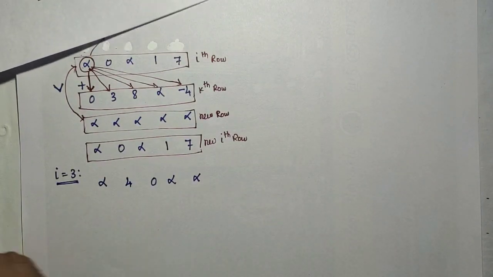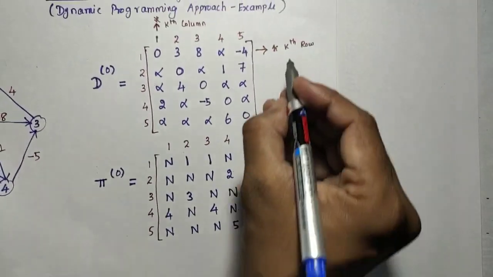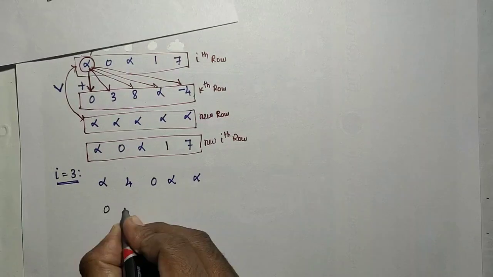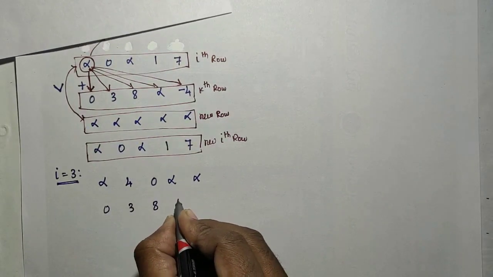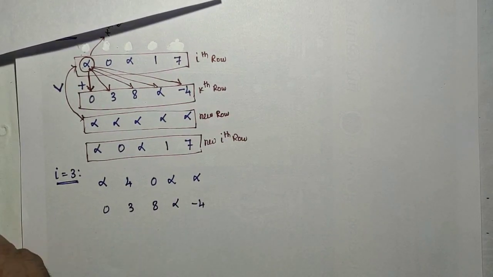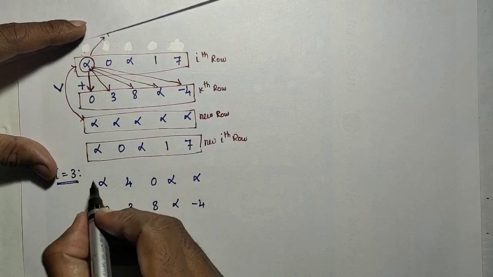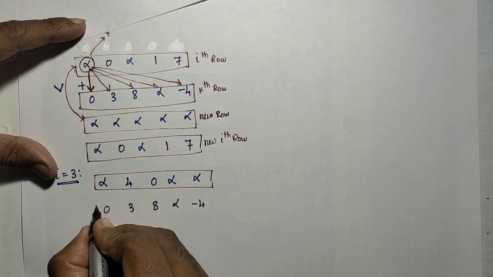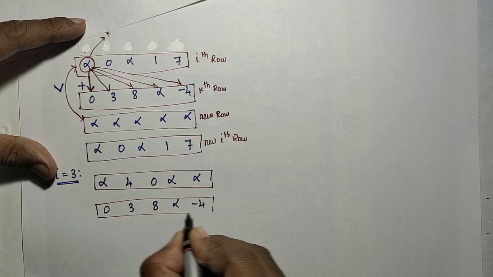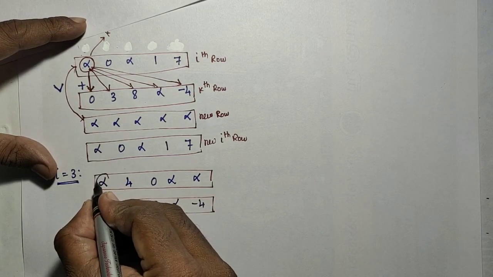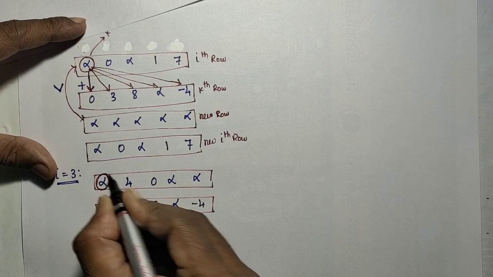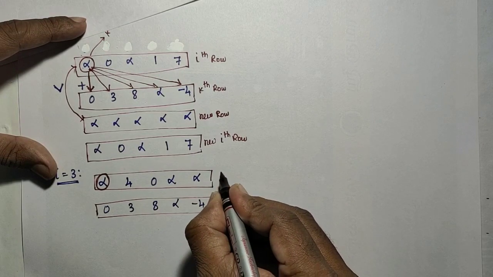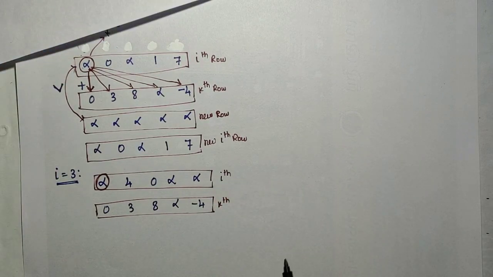Next, I need to take the kth row. The kth row is always the first row, that is 0, 3, 8, infinity, minus 4. And then I need to consider the corresponding kth element. This is the kth row, and this is the ith row.